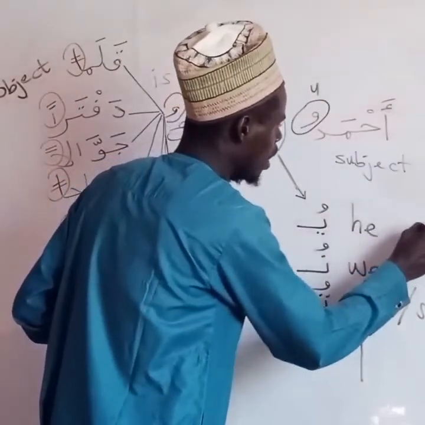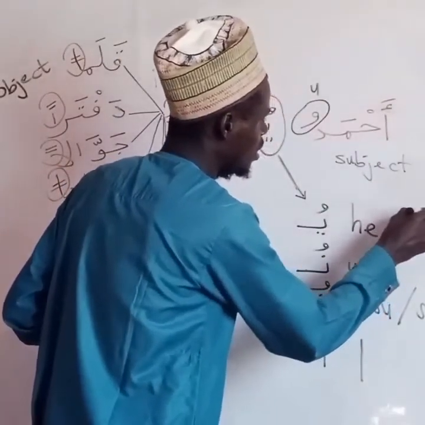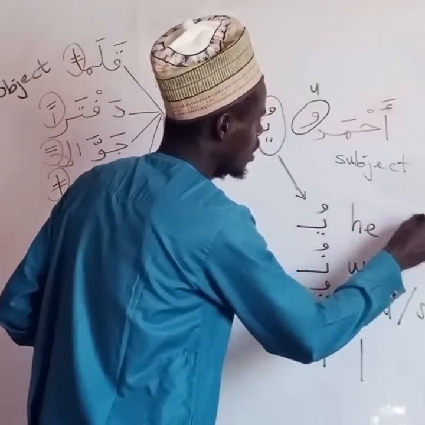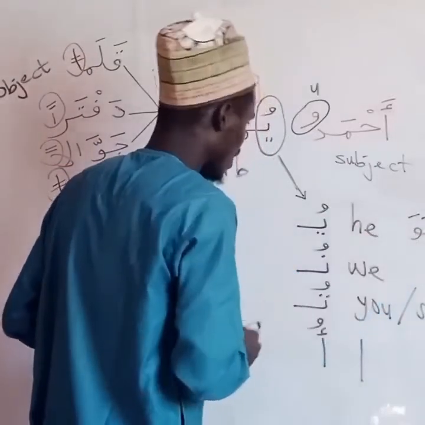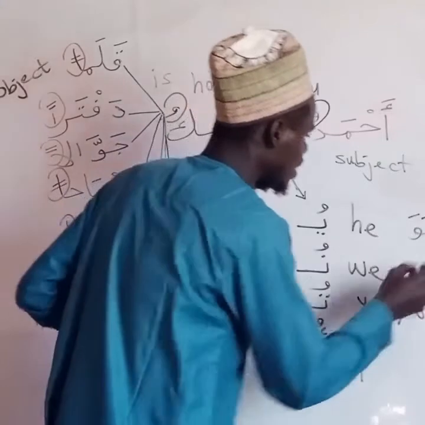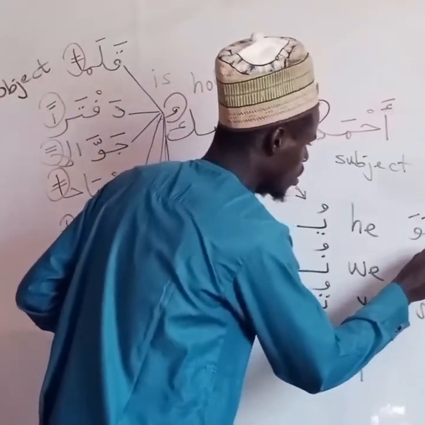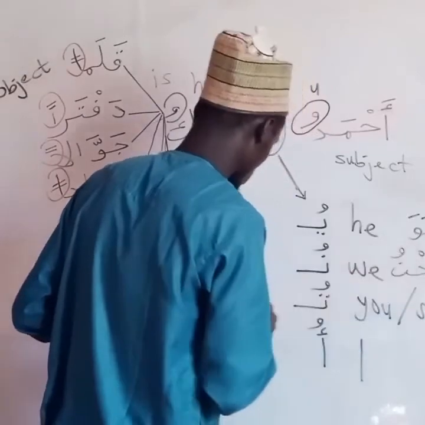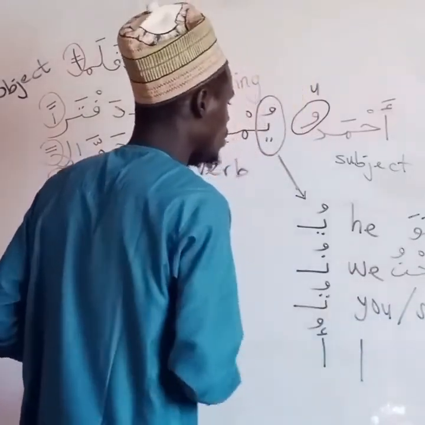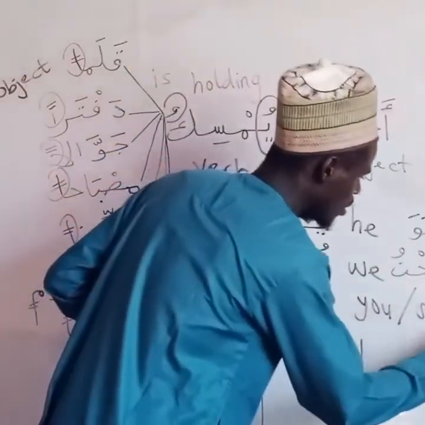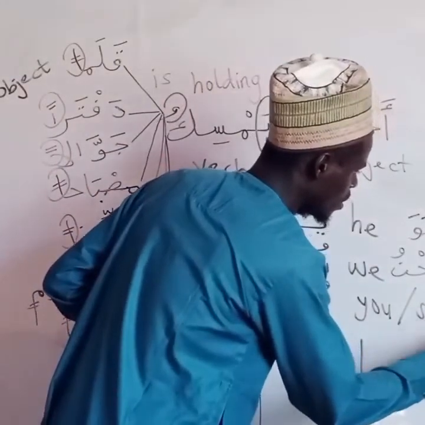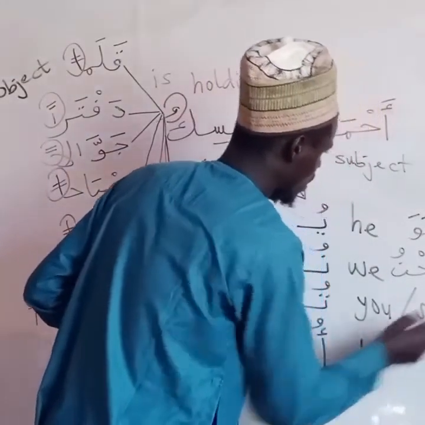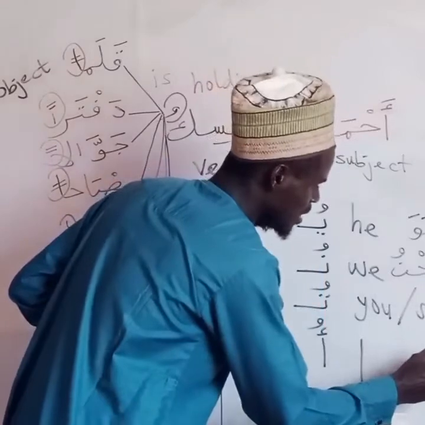Once again, he means huwa. Huwa. He means huwa. And we means nahnu. Nahnu. And she means hiya. And I means Ana.